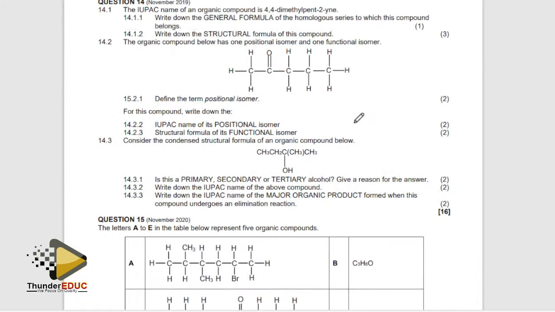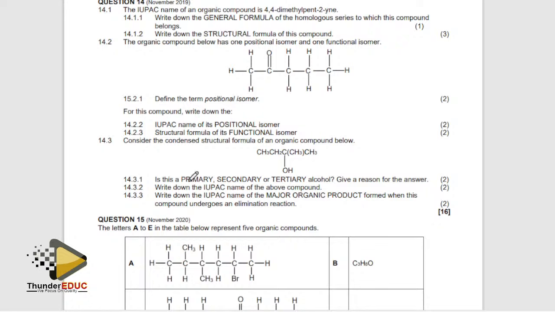You see, what is the positional isomer? Same structural formula, but different position of the functional group or the substituents. Simple. So make sure that you know. Once they ask you that, it's easy. Primary, secondary, tertiary alcohol, give a reason.